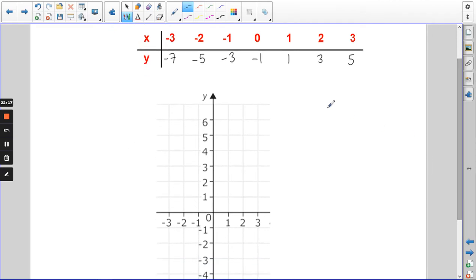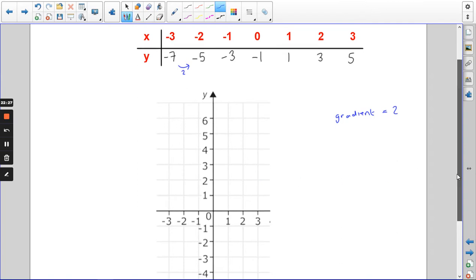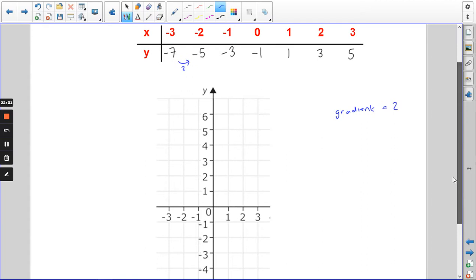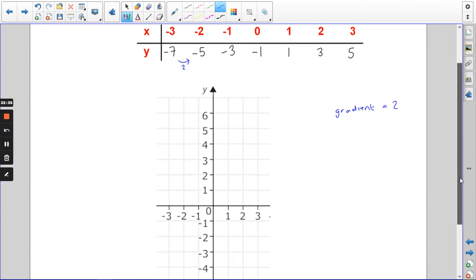And you can probably see in the numbers that they're going up in 2s, okay? So that tells me that the gradient is going to be 2 when I draw this. Okay, so let's get it plotted. Now, I can't fit on the first coordinate. I don't go down to minus 7. So I'll just skip any that don't fit, and I'll join up what I've got that does fit.